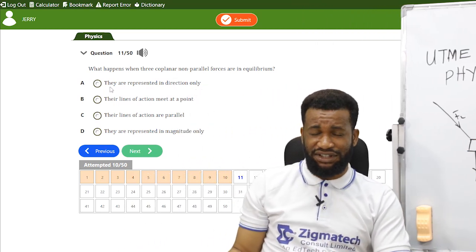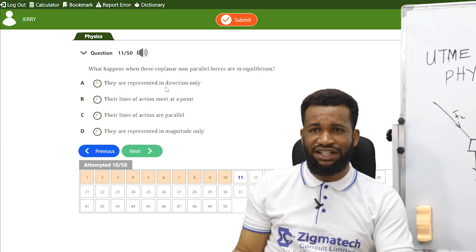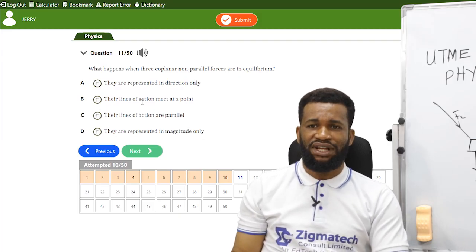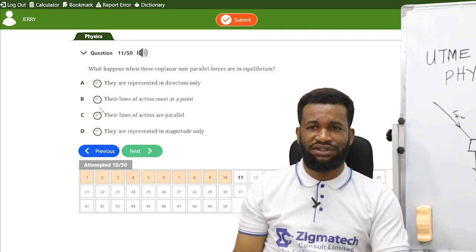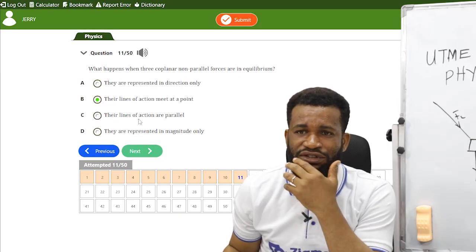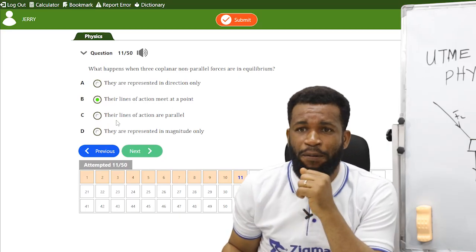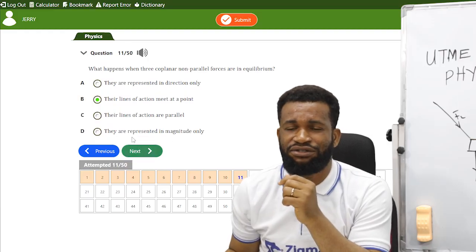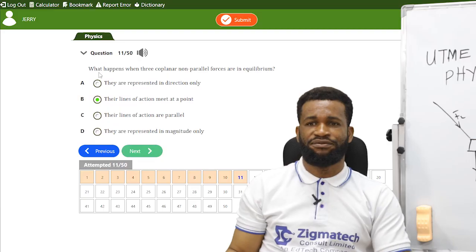The options say they are represented in direction only. No. The lines of action meet at a point. Yes. According to our explanation, this is the answer. The lines of action meet at a point. Yes, which is correct. The lines of action are parallel. No. They are represented in magnitude. No. So the option is B.